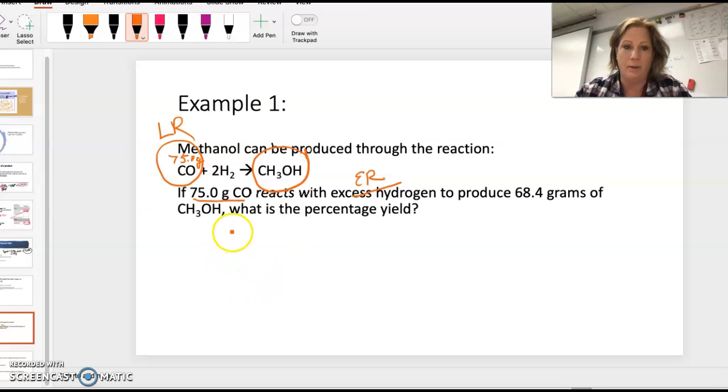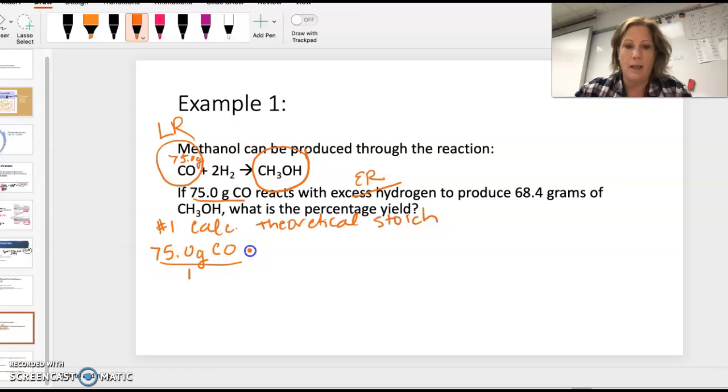So the first thing we have to do is calculate the theoretical yield. And this is always a stoichiometry problem. So if you guys want practice, you could pause the video. I'll just get you started. You're going to start with grams of carbon monoxide, and then you're going to convert that into grams of methanol. So I'll let you guys pause and then try that, and then I will have you come back.